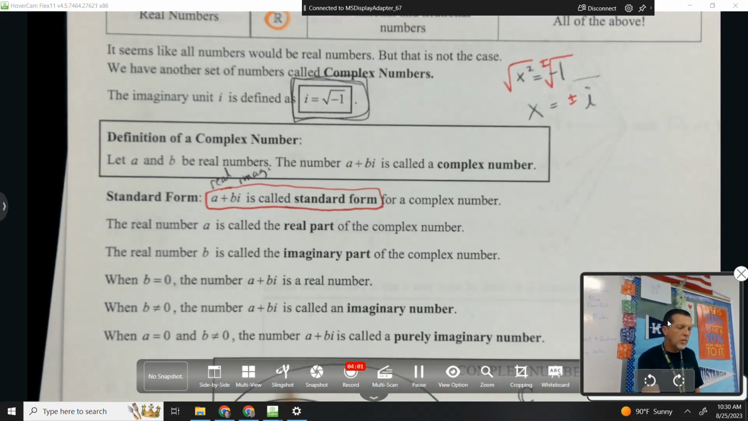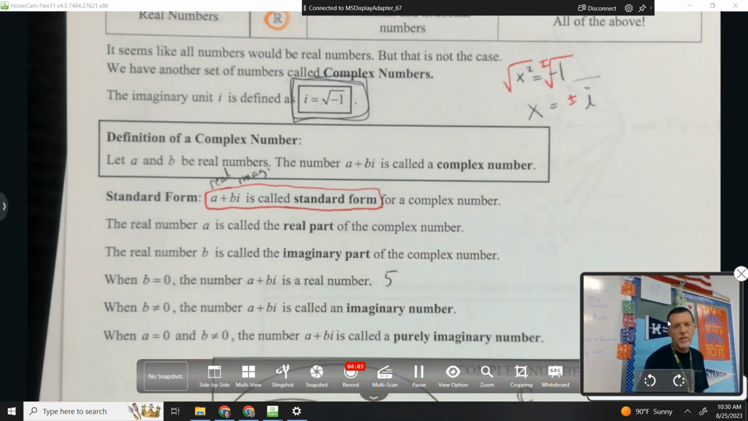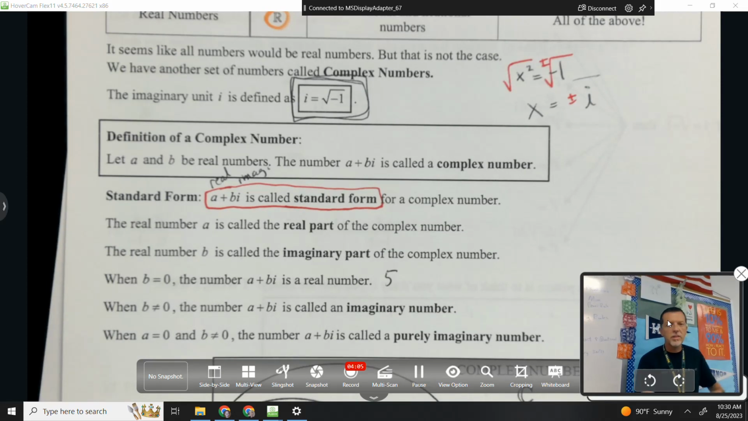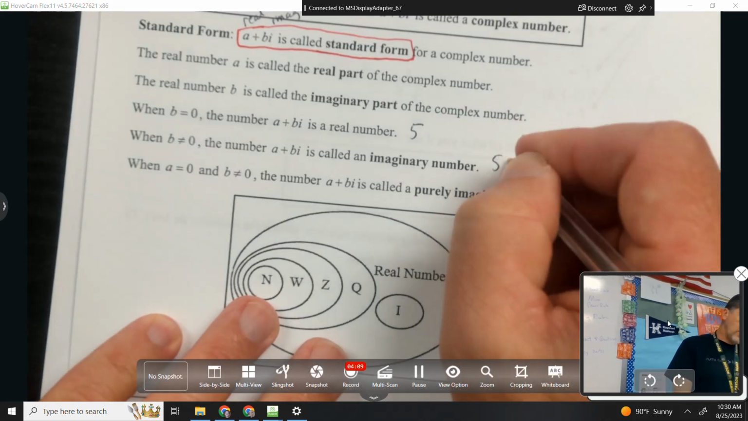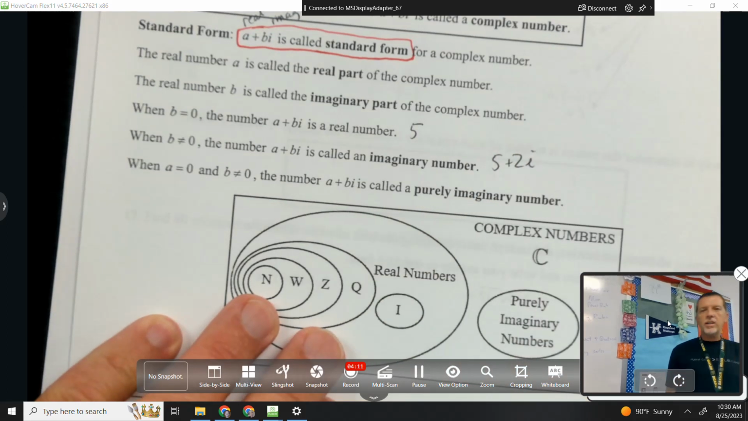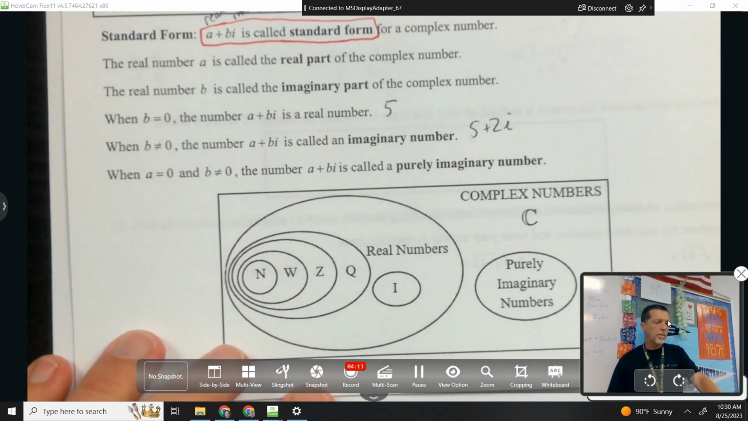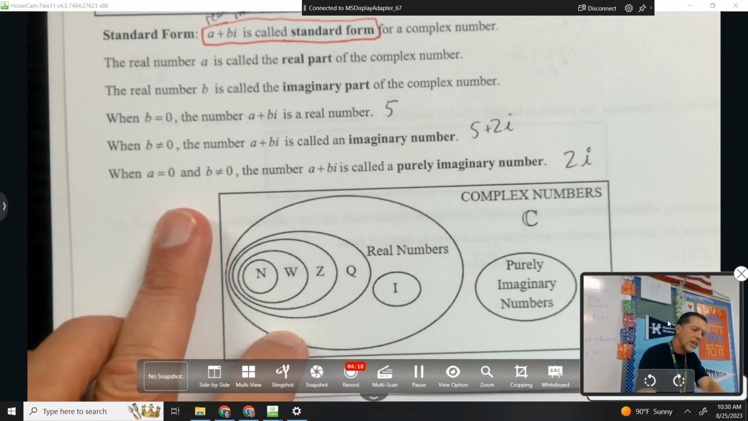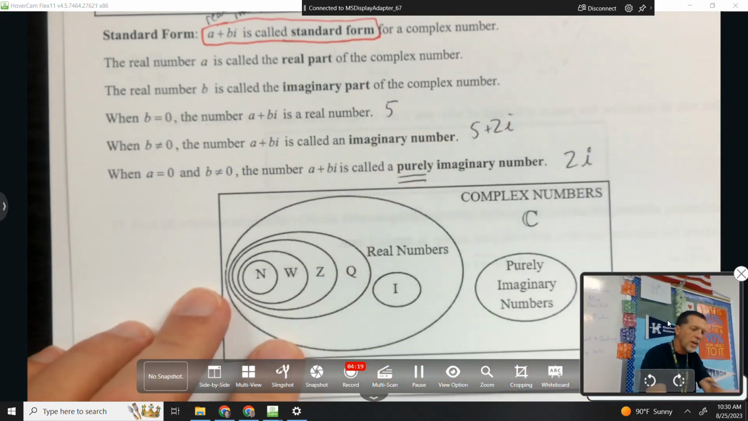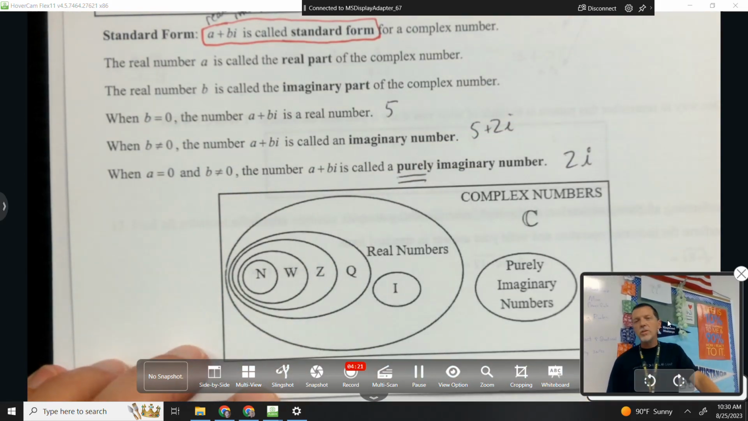If b is 0, then you just have a real number, right? Like it wiped out the imaginary part. If b is not 0, then you've got an imaginary number. And then if a is 0, then we call that a purely imaginary number, because there's no real part to it at all. It's completely imaginary.